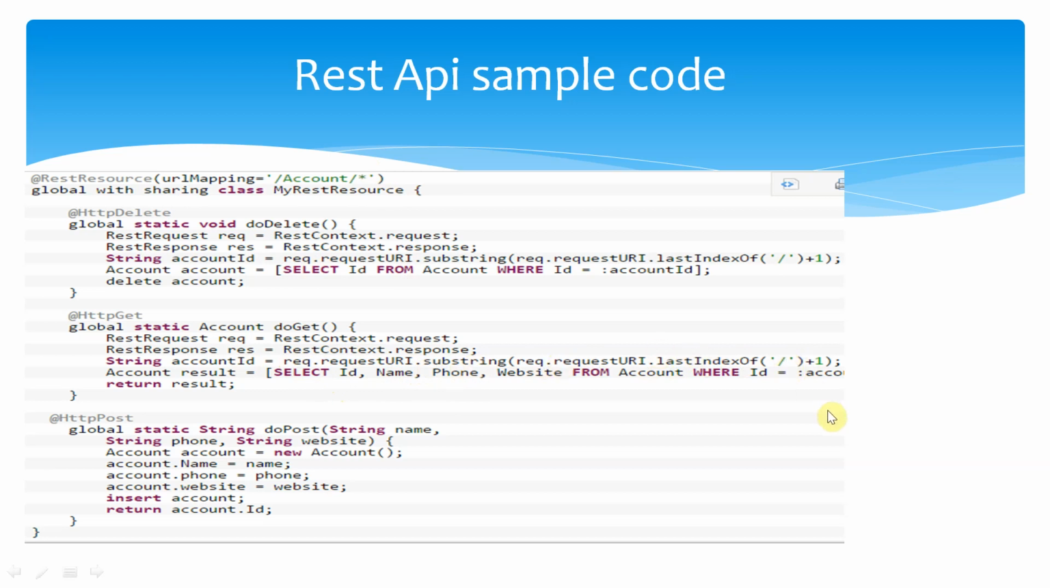requestURI means the URL value which is coming, and substring. So we're going to say lastIndexOf slash, so we'll say account slash. If anybody says account slash and the ID, we will return the value for that. Please note that this URL mapping is the base URL that the person will connect to. We'll look at the full example, then it will become clearer. And also this account query is going to say select ID, name, website from account where ID is equal to :account.